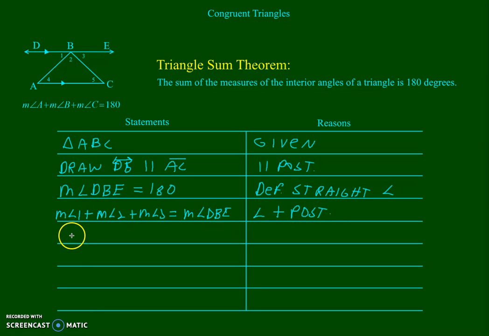Now, because this equals 180, we can substitute in here. So we know that the measure of angle 1 plus the measure of angle 2 plus the measure of angle 3 equals 180. And that's the substitution property of equality.